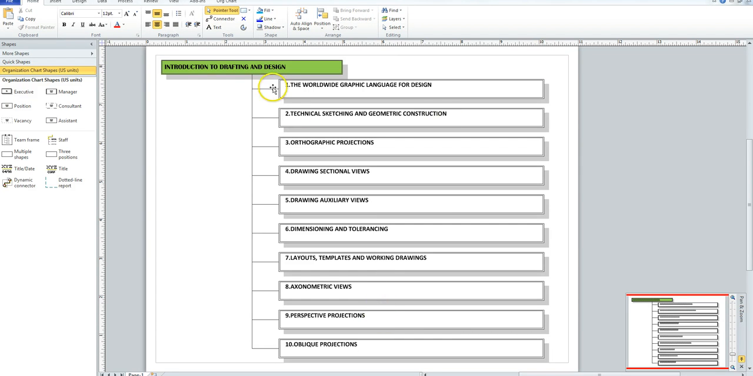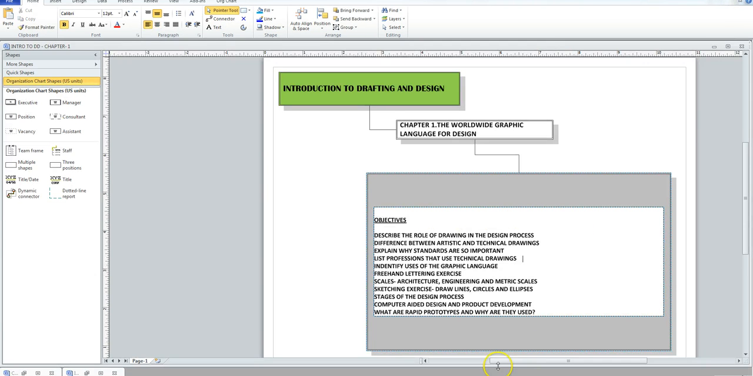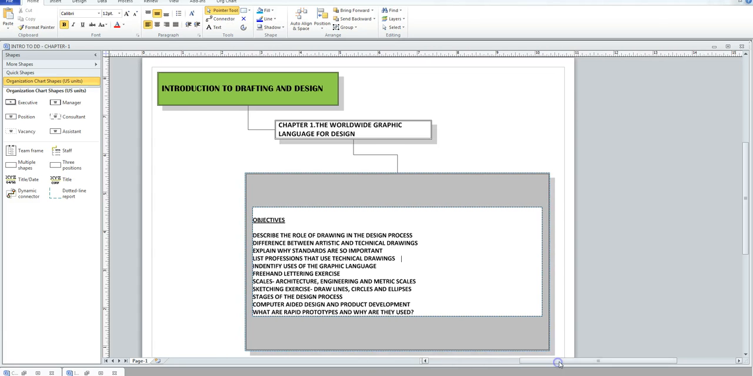So I think that's good enough for you to understand what we are going to learn in our Introduction to Drafting and Design class. Now let's go to chapter 1, which is Worldwide Graphic Language for Design, and let's see what are the objectives that we have in that class today.